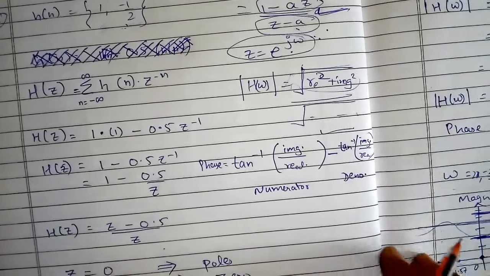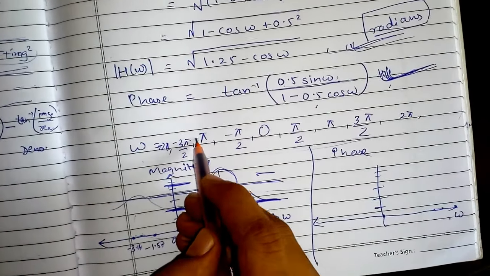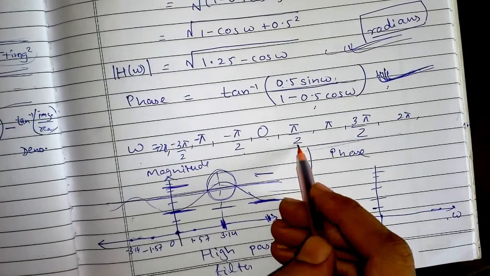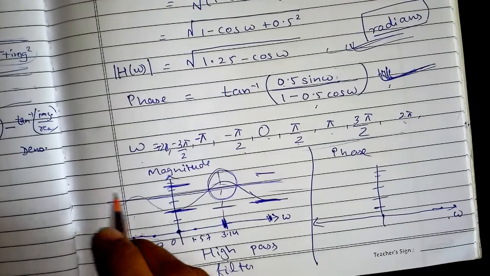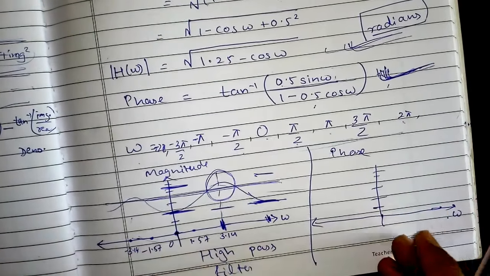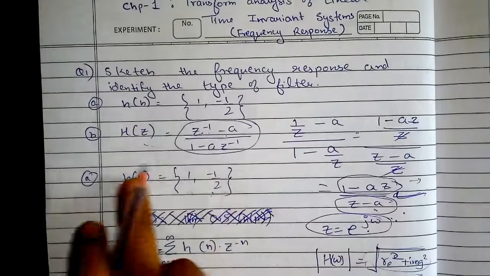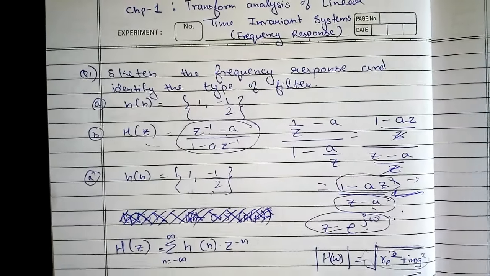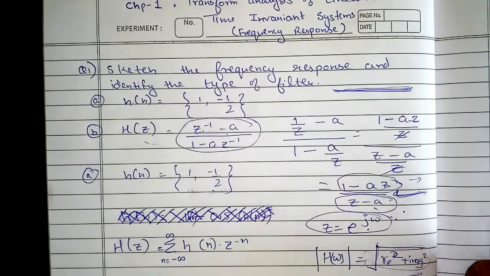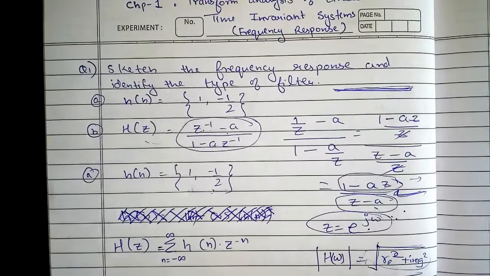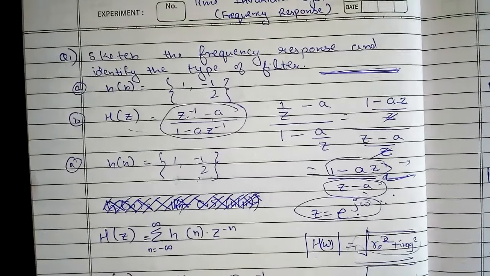And then, as you all know, put the values of omega: minus 2 pi, minus 3 pi by 2, minus pi, minus pi by 2, 0, pi by 2, pi, 3 pi by 2 and 2 pi. Put these values, and you will get the magnitude as well as the phase. Then plot them. If you solve this question by going through all these steps, you will get the final answer to be a straight line, which means that this is an all pass filter. And then plot the phase. With this we end the first question.